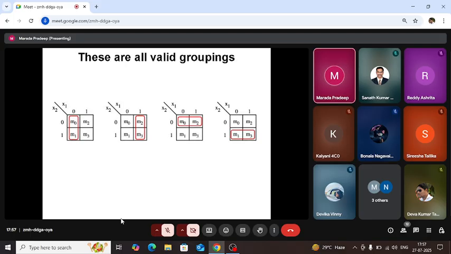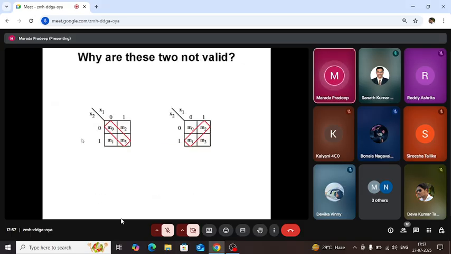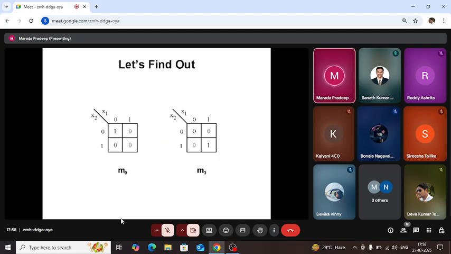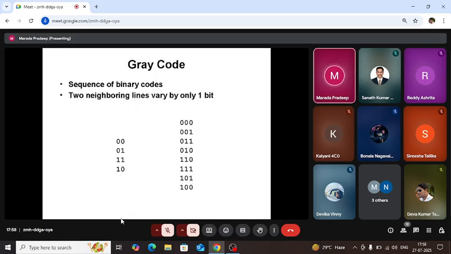Next, first these are some valid groupings. Here, sir, the M naught and M3 diagonal elements, it's not a valid grouping. Only vertical or horizontal grouping are possible. Here also I discussed. Here I used gray code because it follows adjacency.